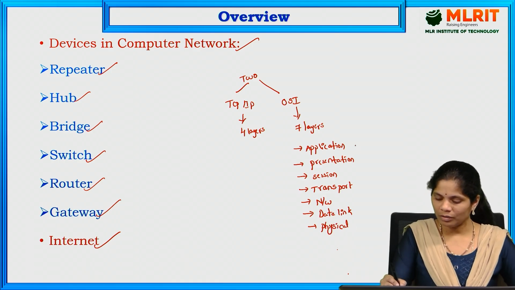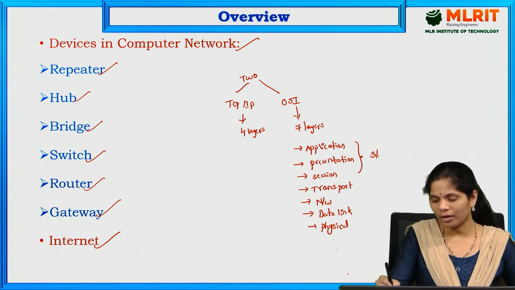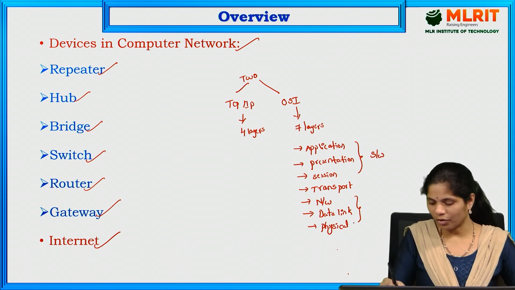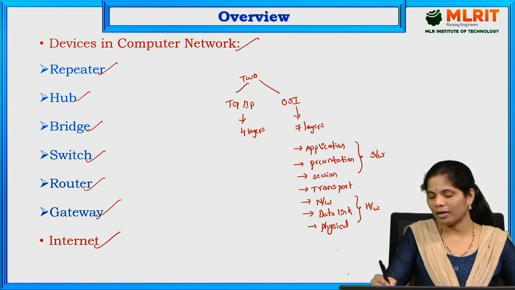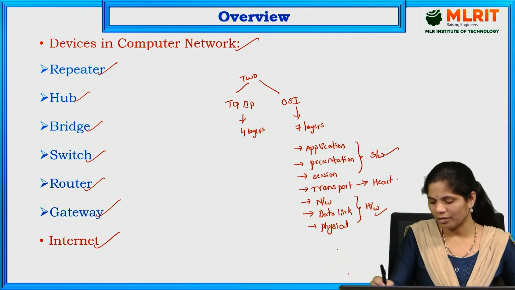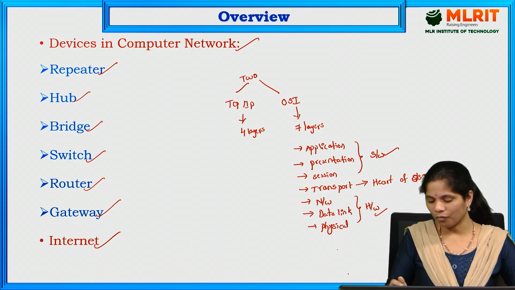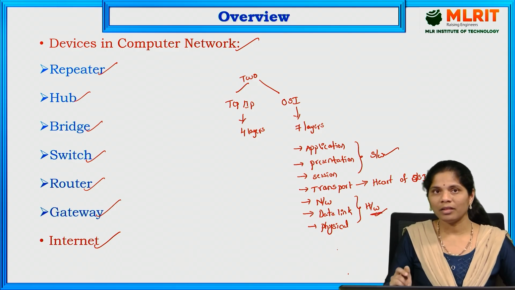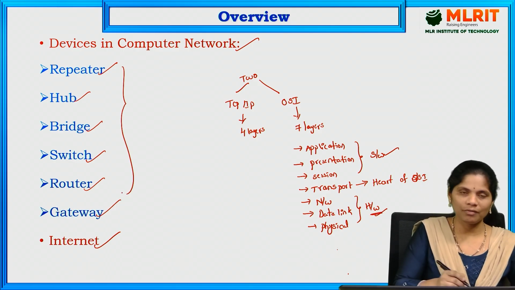Coming to these layers, we can call the upper ones software layers, and these last three hardware layers. The transport layer is called the heart of OSI. We already discussed all this in the previous session. So the heart of the OSI is called the transport layer. Whatever hardware layers are there, we use these 6 devices in them.